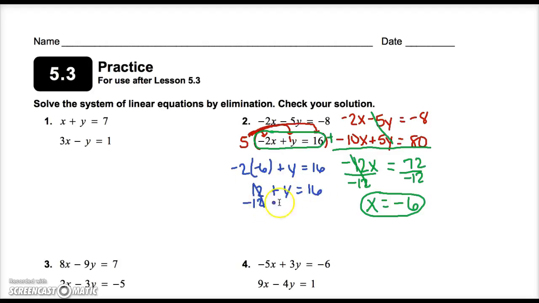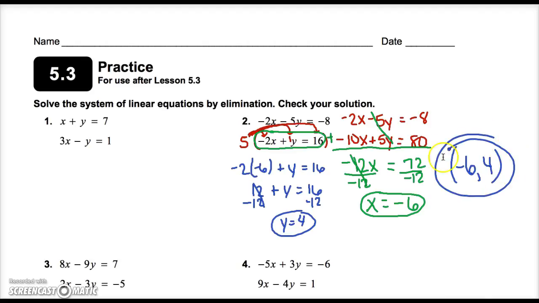And then to get that y by itself, we're going to subtract 12 on each side. So y equals 4. And remember, we want our answers as an ordered pair, x and then y. So your point is -6, 4.